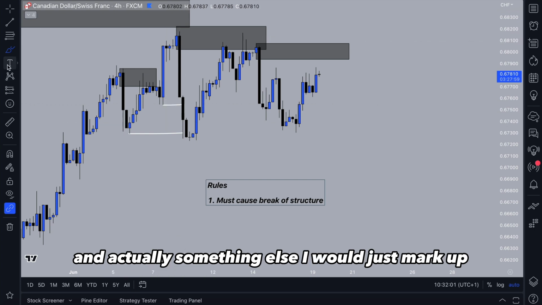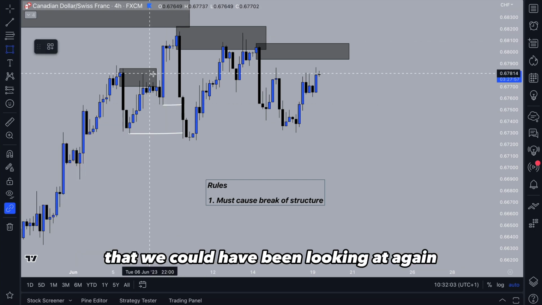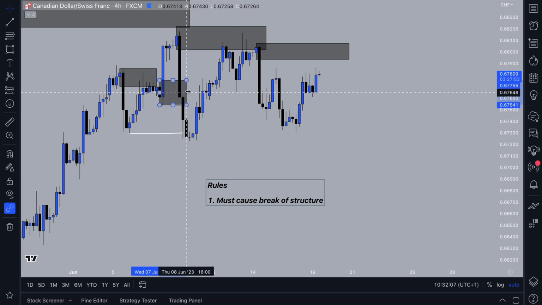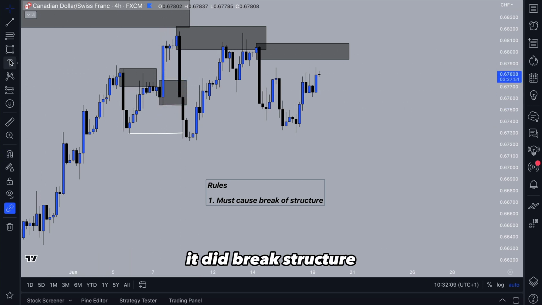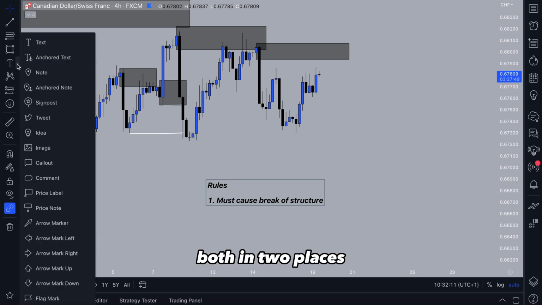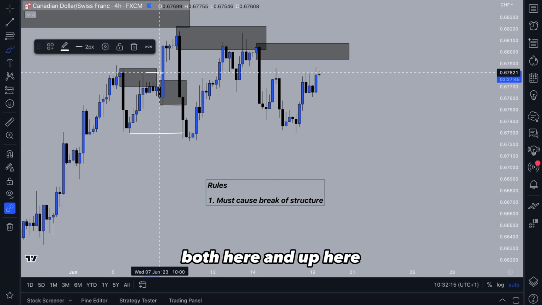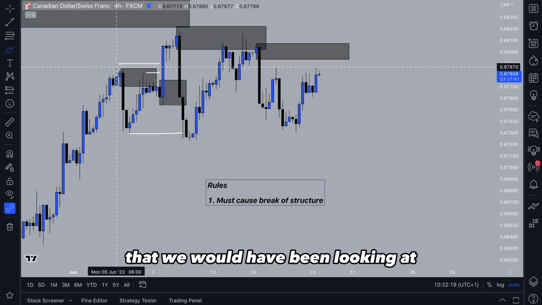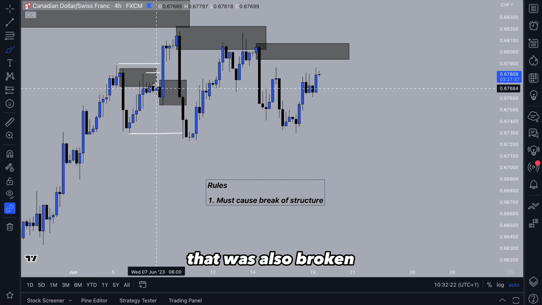And actually something else I would just mark up is a fourth order block that we could have been looking at. I'll get into why we wouldn't look at this later, but as you can see, it did break structure, both in two places, both here and up here. This is the main structure that we would have been looking at, but this is some minor structure that was also broken.